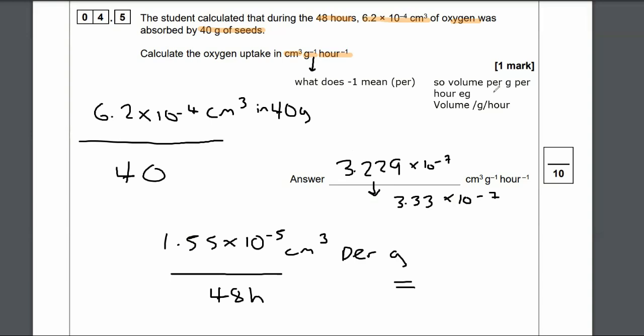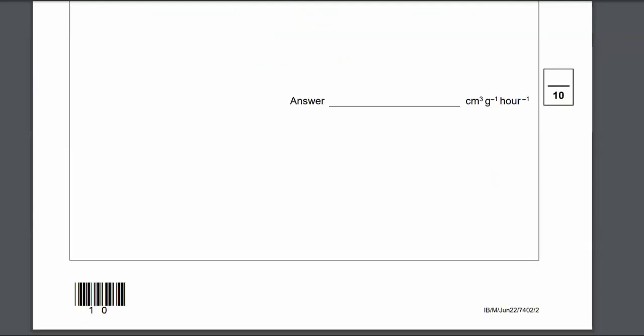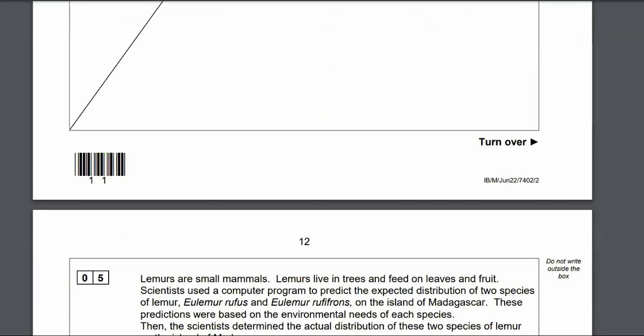Beautiful. And all that for 1 mark. Yeah. Don't you love A-level biology?